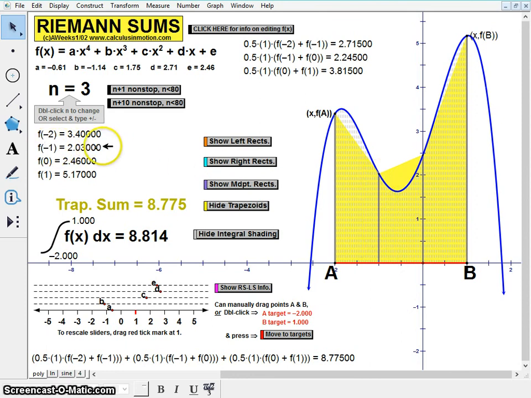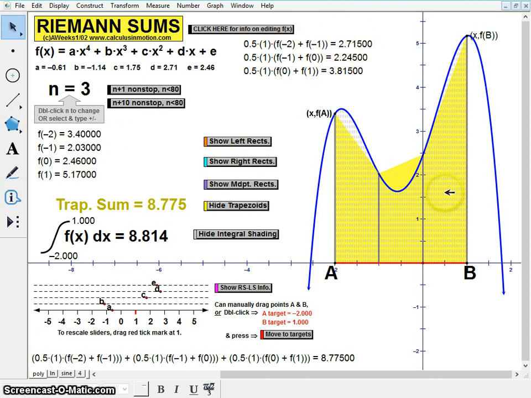So the area of this trapezoid is this first little equation here, 0.5, the 1/2, times 1, because that's the height, times the quantity. You can see I have f of -2 plus f of -1. That's base 1 plus base 2. And that's going to give me 2.715.